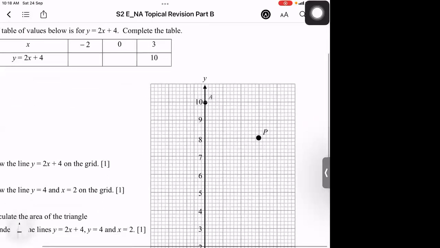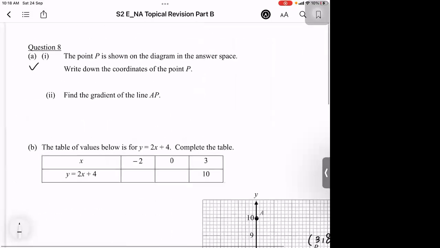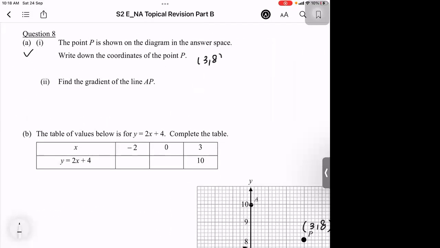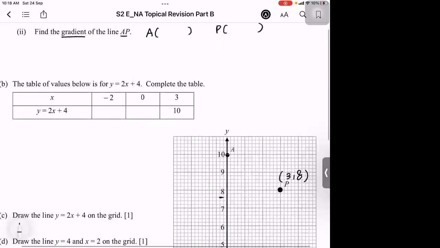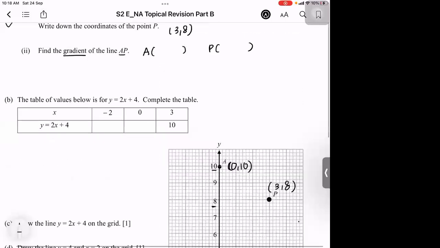Right, point P, here x is the number, always the x coordinate then the y. So P is the coordinates 3, 8. They want to find the gradient for the line of AP. That means I need 2 points, point A and point P. A is at block 0, level 10. So this one will be 0, 10. Okay, so that's A, 0, 10. Then P was 3, 8.